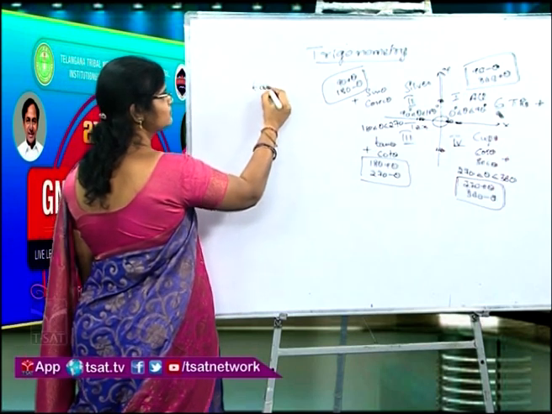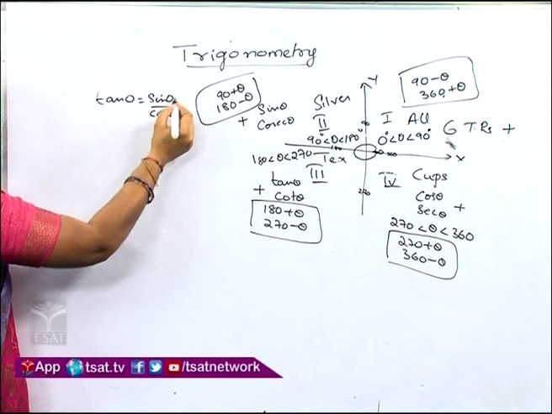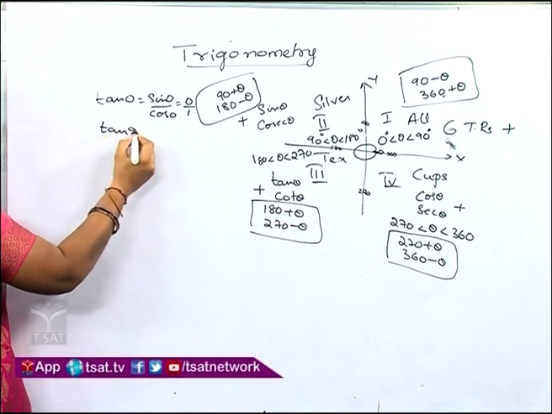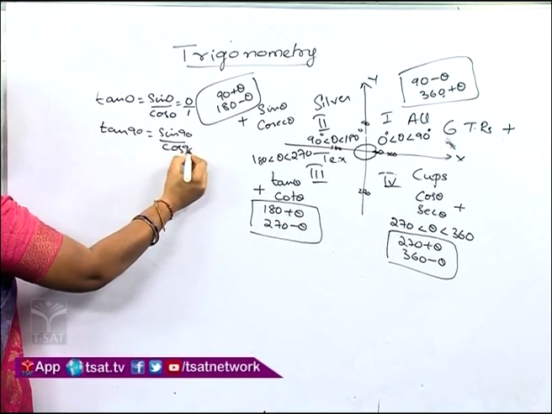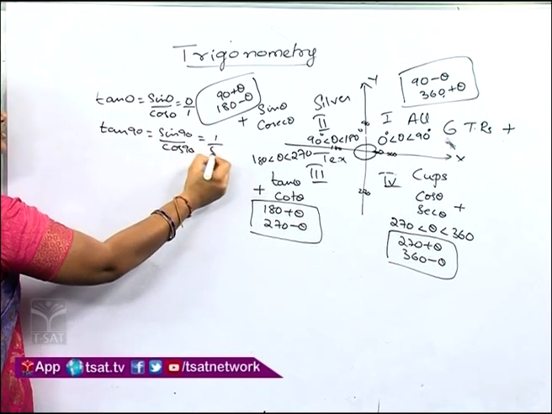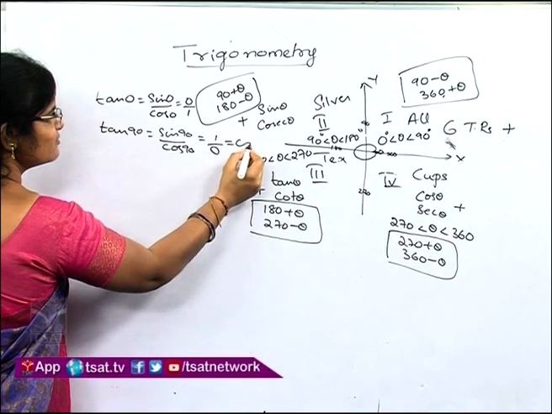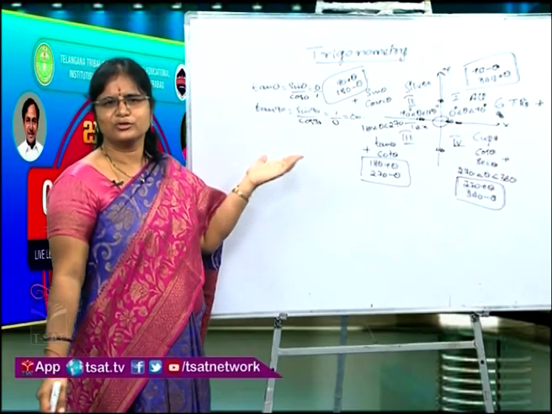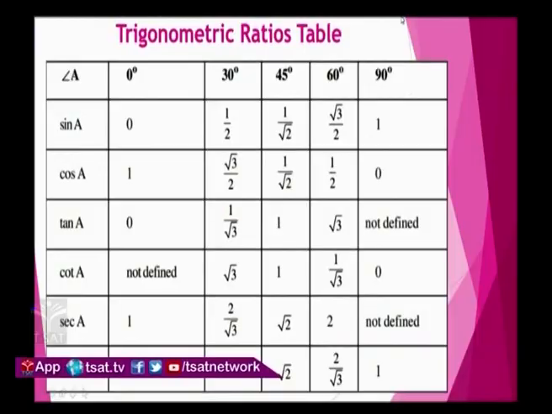Suppose tan 0, that is sine 0 by cos 0. Sine 0 we know already is 0, cos 0 is 1. So 0 by 1 is 0. But if you take tan 90, sine 90 by cos 90, sine 90 is 1, cos 90 is 0. 1 by 0 is not defined, children. So we will take this as infinity and we will mention not defined. We don't know the exact value for that. So in this way you have to remember the values, children.